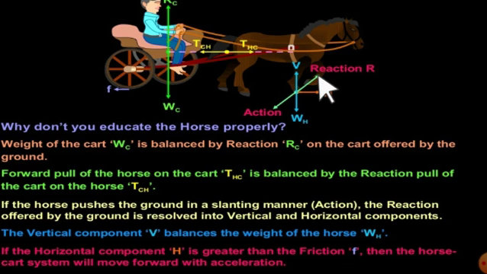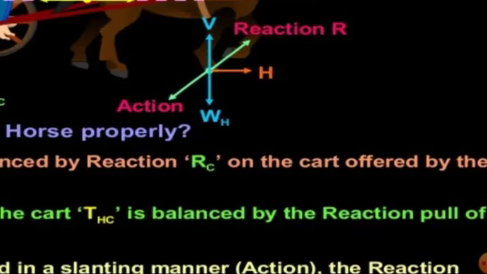So if you try to resolve this reaction, resolving means splitting, into two rectangular components, rectangular means perpendicular to each other, these horizontal and vertical are perpendicular to each other. So if you split this reaction into two components, one along the horizontal, another along the vertical, then these vertical components will balance the weight of the horse, WH, got it, WH, right?